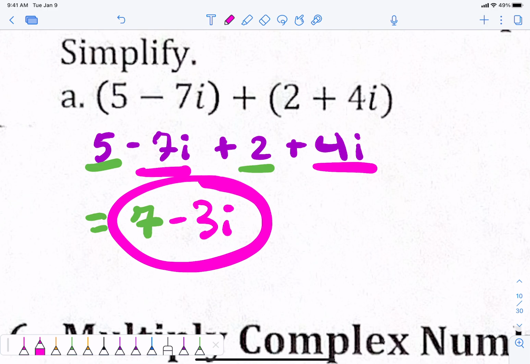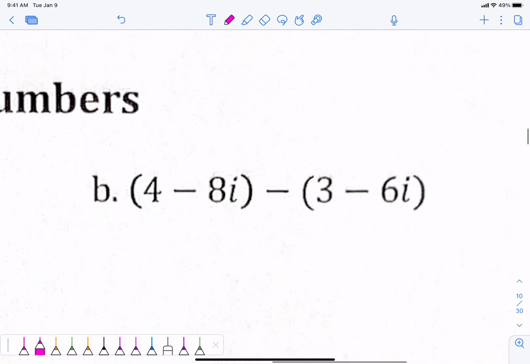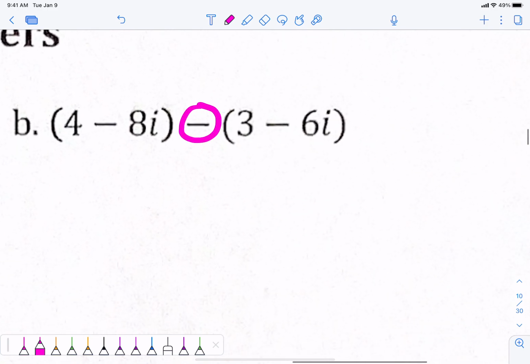So the adding is awesome. Now subtracting is just slightly harder than that, because when you drop the parentheses, there's one thing you have to do first. This minus sign is negative for all of the pieces that come after it.